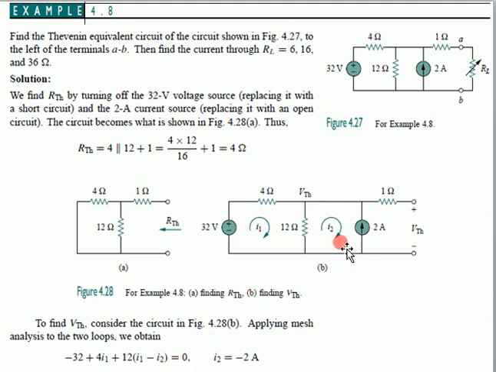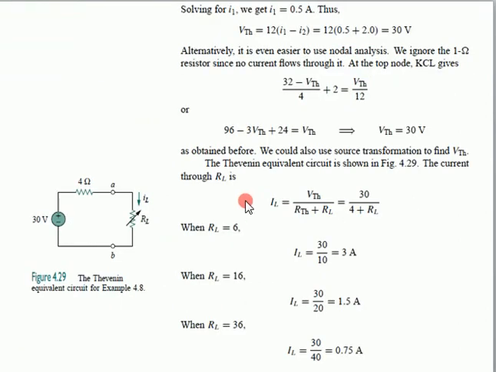Now you see in loop 2, I2 is equal to minus 2 ampere. Why is this equal to minus 2 ampere? Because I2 is having the direction downward, while this current is having the direction upward. That's why I2 is equal to minus 2 ampere. By putting the value of I2 in this equation, we will get the value of I1. So solving for I1, we get I1 is equal to 0.5 ampere.